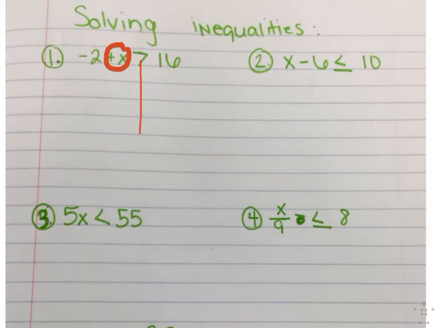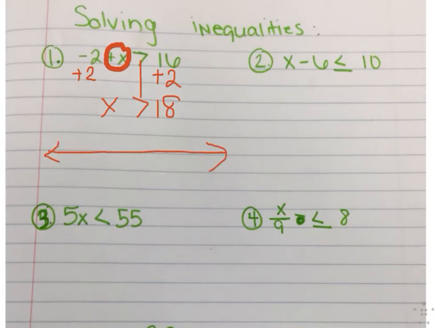So what is the inverse operation? I'm going to add 2 to both sides. Now my x is by itself, and I still have this greater than sign, still the same because we didn't multiply or divide by a negative number. And I'm going to add this. 16 plus 2 gives me the answer 18. But we're not done. I also need to plot my answer on a number line.